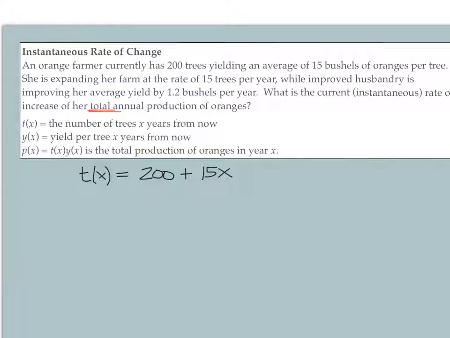Okay, now y of x is the yield per tree x years from now. Now it's saying that right now she gets 15 bushels of oranges per tree. Okay, that's her yield. But it's going to increase by 1.2 bushels per year. So that number is starting at 15, but it's going to go up by 1.2 bushels per year. So what would my equation for y of x be? 15 plus 1.2x? Yeah, that's right.